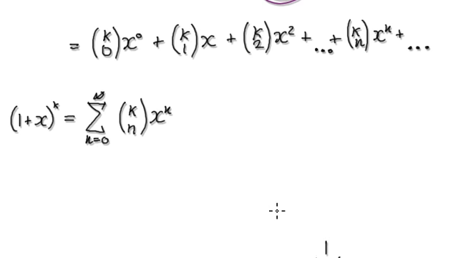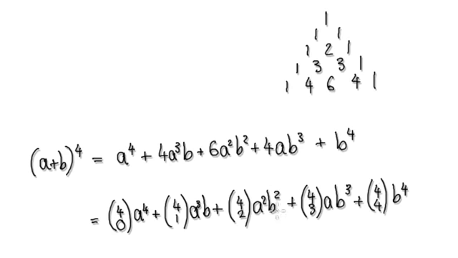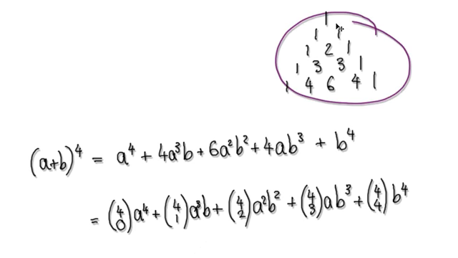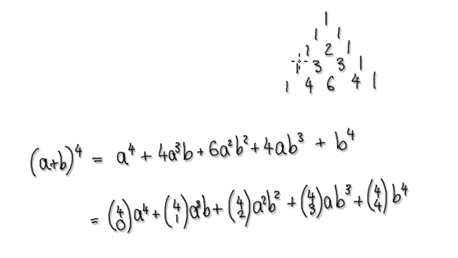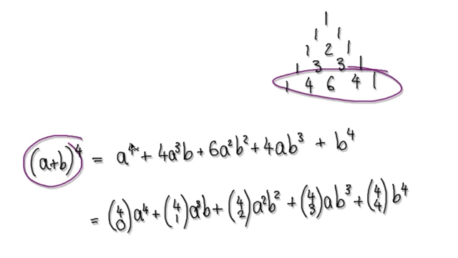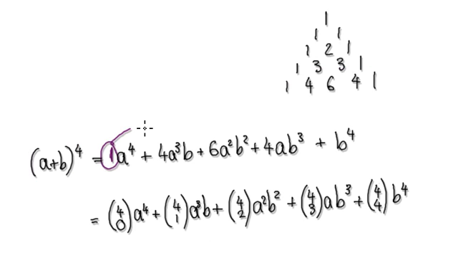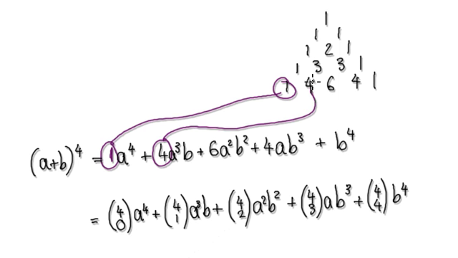Let me remind you. In the past we've looked at Pascal's triangle. If I were to give you (a plus b) to the power of 4, I should be looking at this line here. This is just a reminder. You should already know this. So if you were to multiply this out, the first coefficient would be this. The second coefficient would be this, and this would be this, and so on.